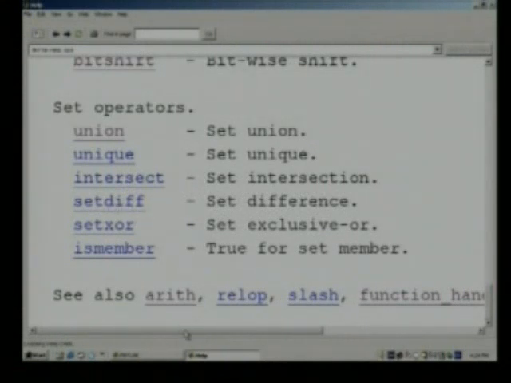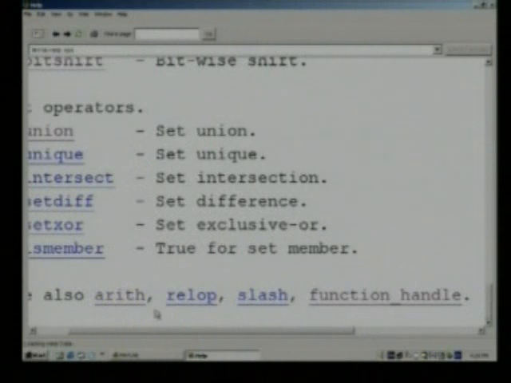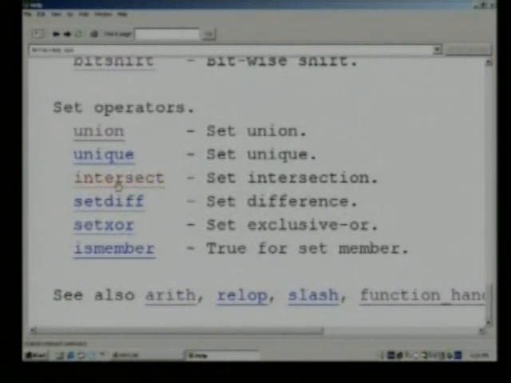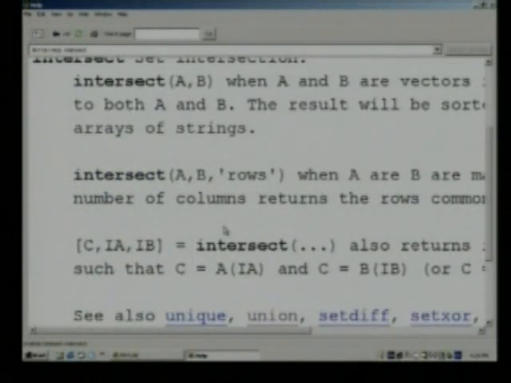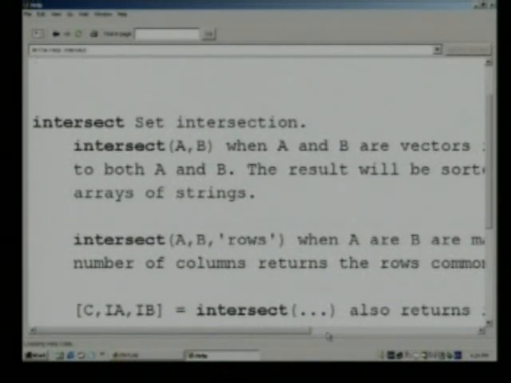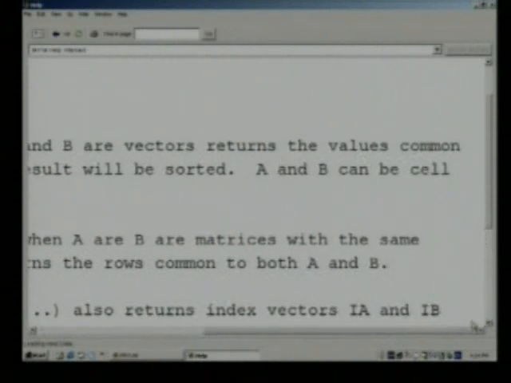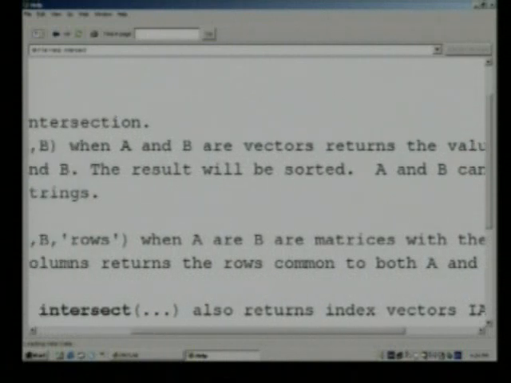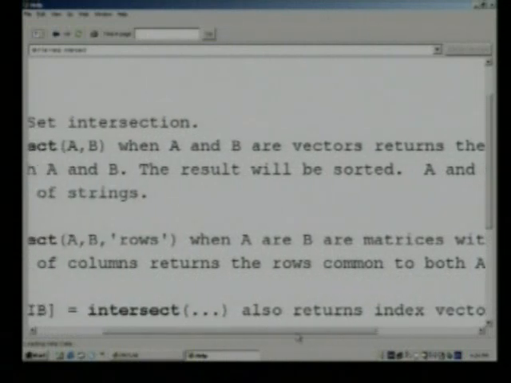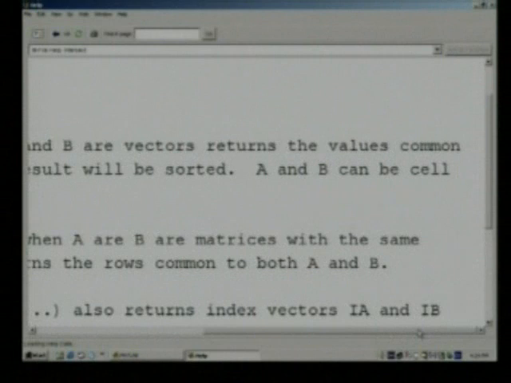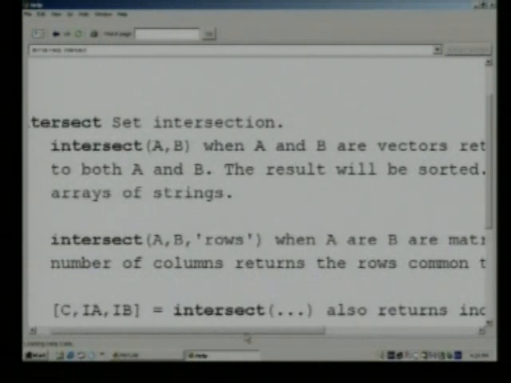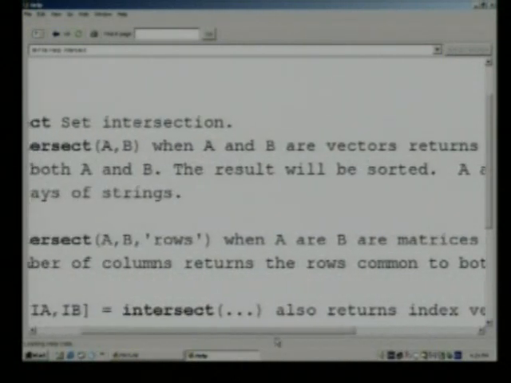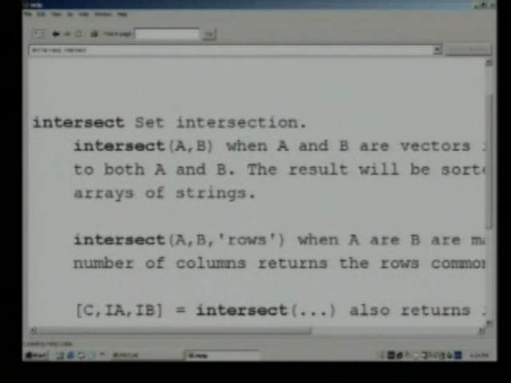So what is this union and intersection? Let me do one, rest of them will follow. Intersection, let us say. If A and B are two vectors, what will it give you? Intersection returns the values common to A and B. The result will be sorted. When A and B are matrices with the same number of columns, it returns the rows common to both A and B. So you can have intersections on vectors or on matrices.